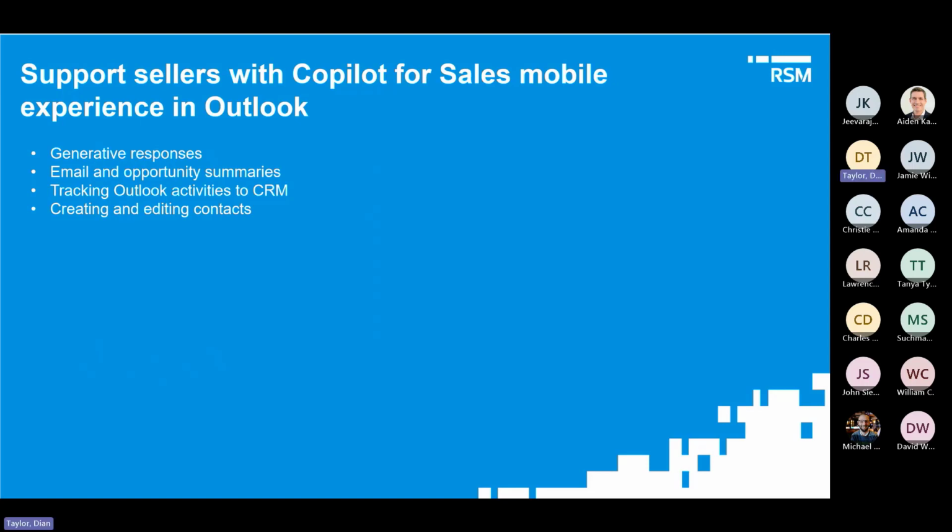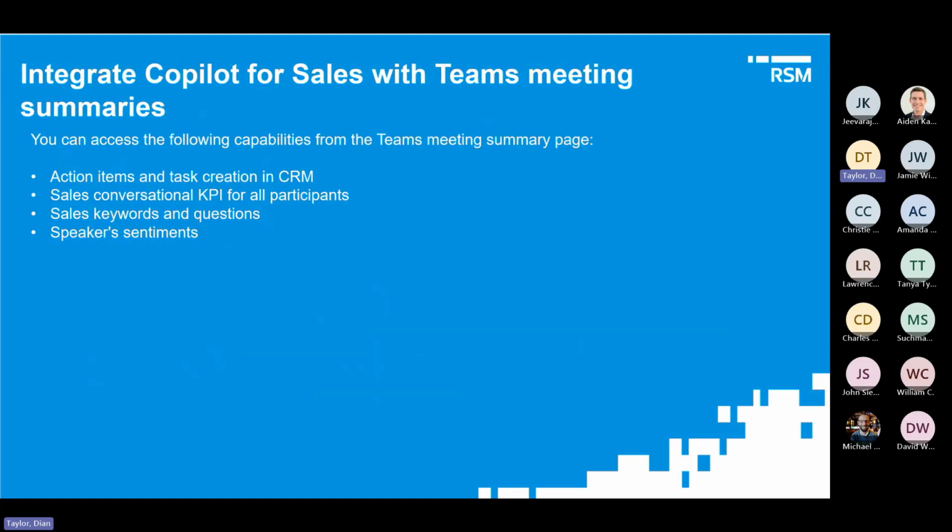And I just found out about this one today, that Copilot is actually coming to the mobile app. It's not there yet, right? We can't do any of these things that you see on the screen, those generative responses, email and opportunity summaries, tracking Outlook activities to CRM, in the new mobile app. I'm sure you guys read that the old one is gone. And if not, then, well, the old one is gone. So we all have to start using the new one. And some of these features will come to the mobile app as well. I cannot wait for that, because anytime I do a demo, everybody is asking me about that. So yeah, can't wait for that.